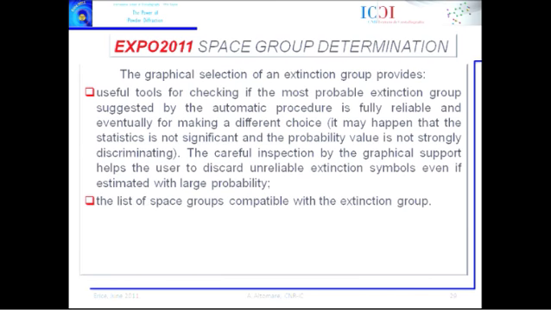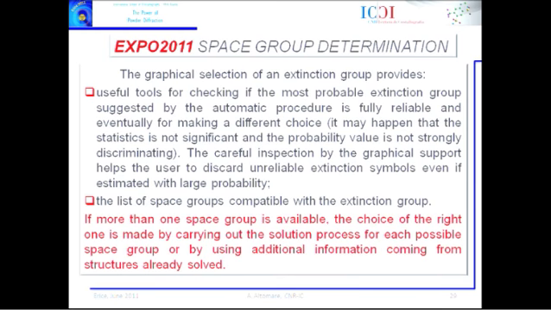The list of the space groups, one or more than one, is also provided, and if more than one space group is possible, the solution process should be carried out according to each possible space group, or additional information coming from, for example, an already solved structure could be taken into account. Let's see the result for our paracetamol structure.